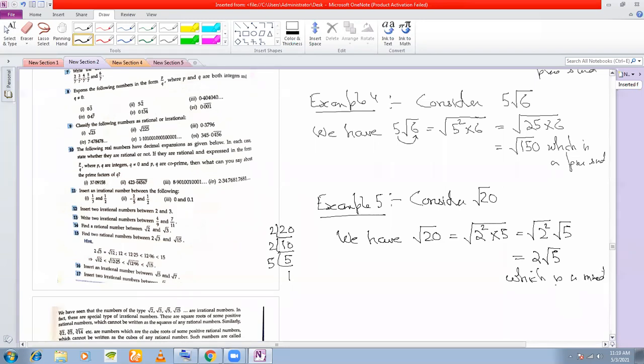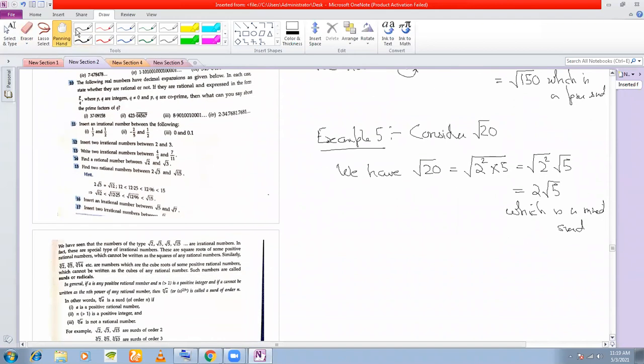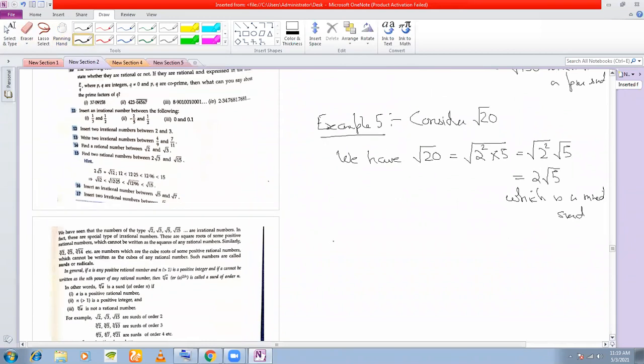Clear with conversion of pure surds to mixed surd and mixed surd to pure surds, or any confusion? Yes, sir. Yes, sir. Now you can convert. Let me give you one last example, and then maybe we can proceed to the problems in the next class. One last example, since we have 5 minutes left.